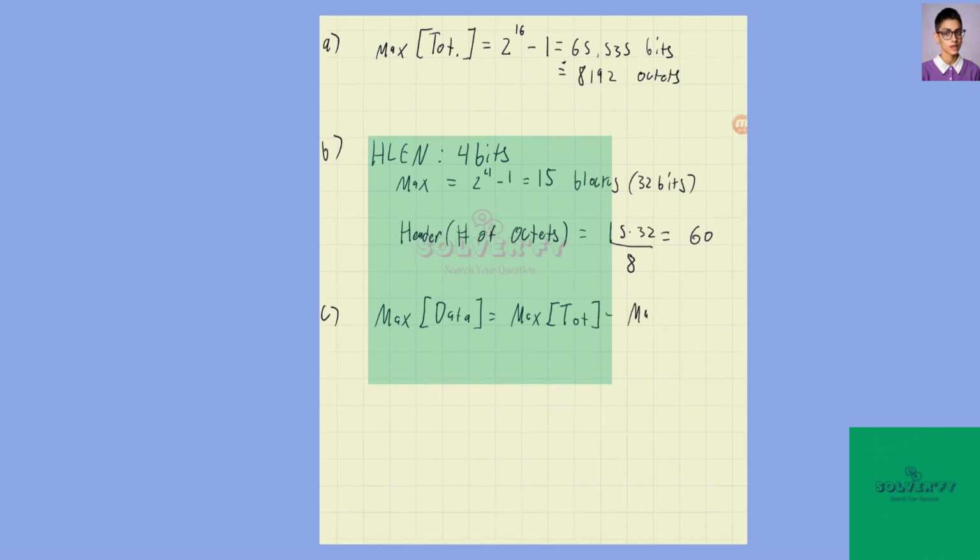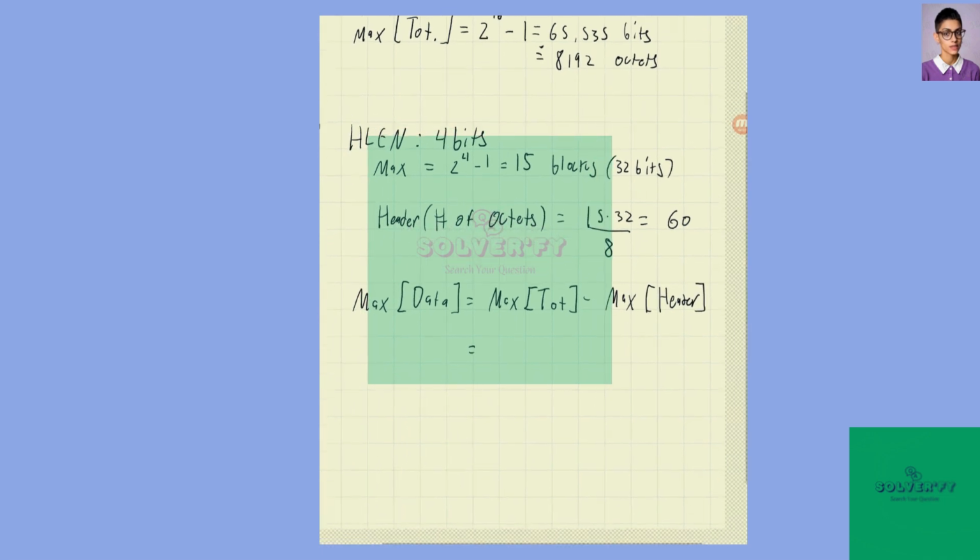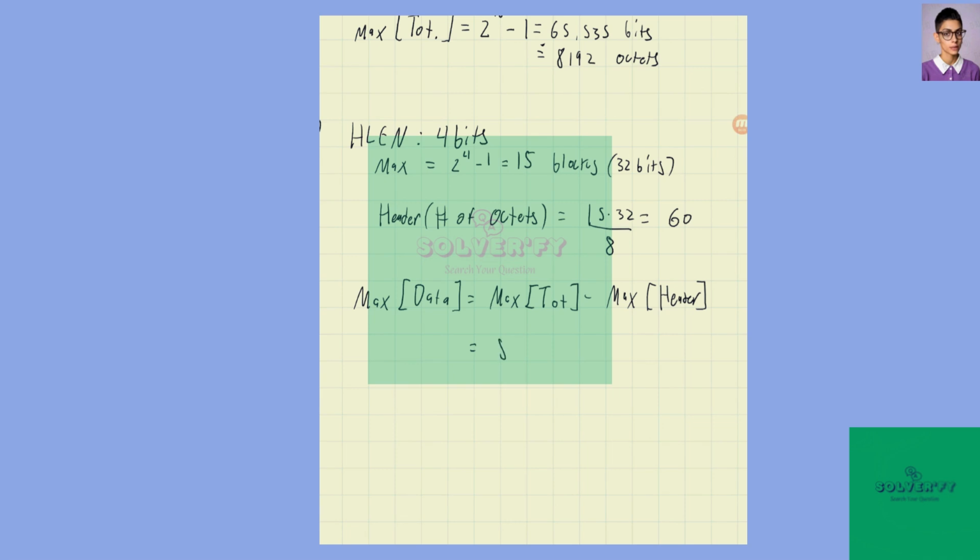minus max header, which would equal 8,197 octets minus 20 octets, or simply 8,177. Oops, where did I get that from? Sorry, up here, that should have been 8,192. And then down here, it should be 8,172.